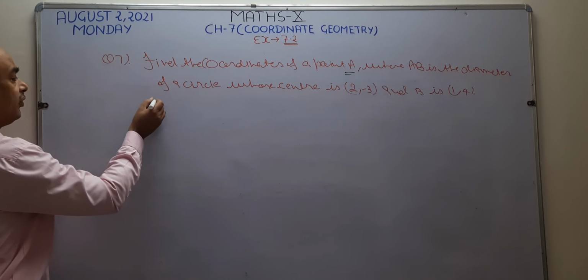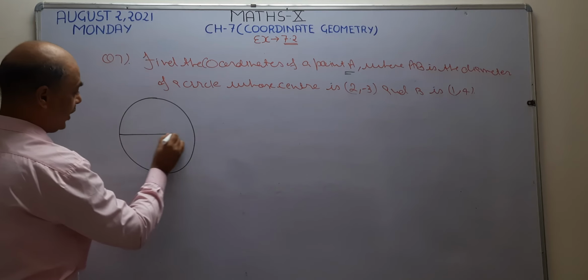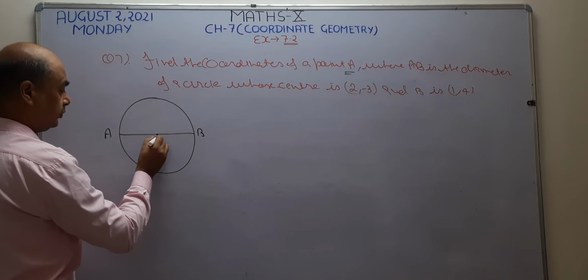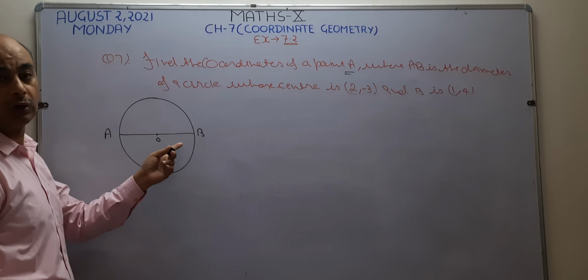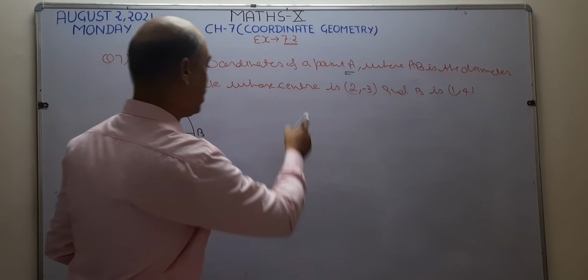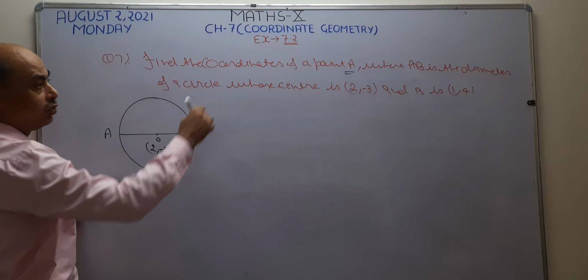So draw one circle first. Suppose this is your circle and this is your diameter. A line passing through the center of the circle is known as the diameter. This is also known as the largest chord. Now, whose center is this one? The coordinates of its center are given as 2, minus 3.